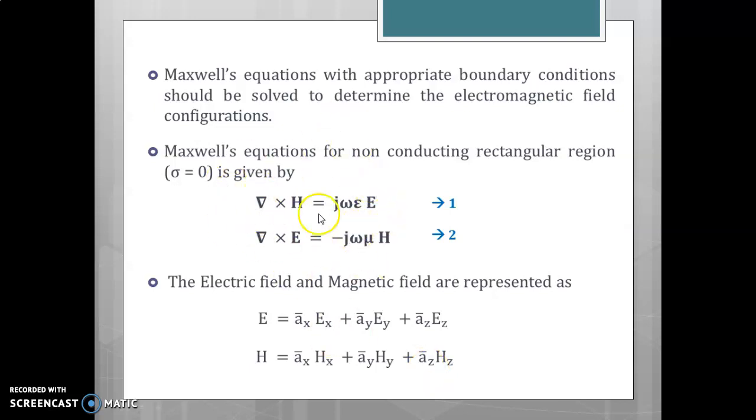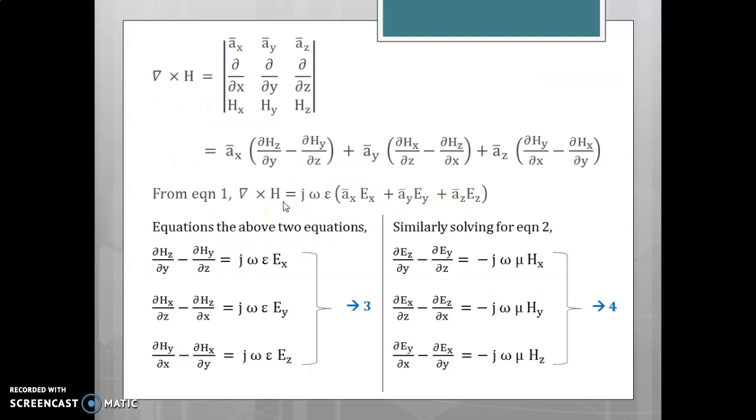So now solving equation 1, that is del cross H, the curl function is given by this determinant, and expanding the determinant we get: first component a_x multiplied by dou Hz by dou y minus dou Hy by dou z, minus a_y into dou Hz by dou x minus dou Hx by dou z, plus a_z multiplied by dou Hy by dou x minus dou Hx by dou y. I have interchanged this minus with the minus in the bracket.